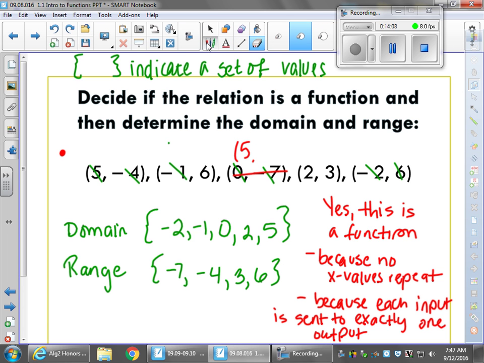If we had this, is that a function? No, because you would graph 5, negative 4, and then 5, 0 would be right here, and what test would that fail? Right. It would fail that test. So if x repeats, it's a red flag. It is not an automatic not a function. Okay, very good. Let's move on to our next example.